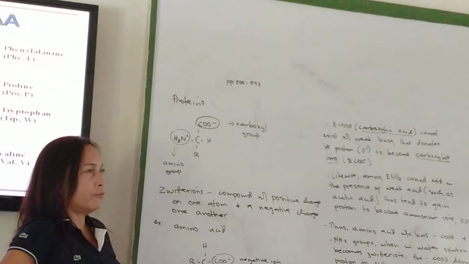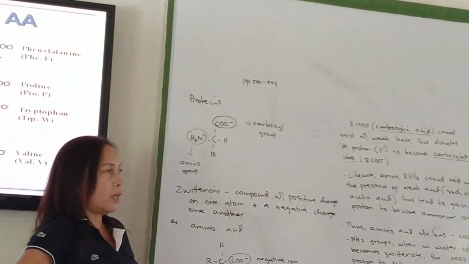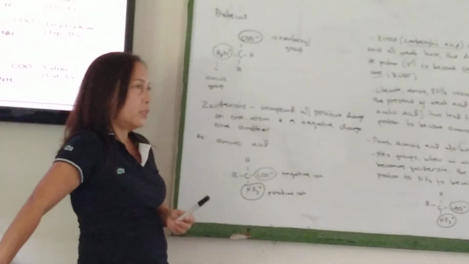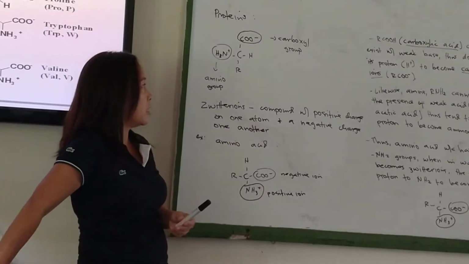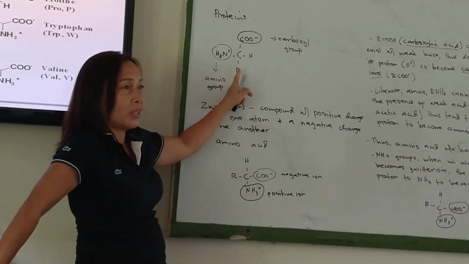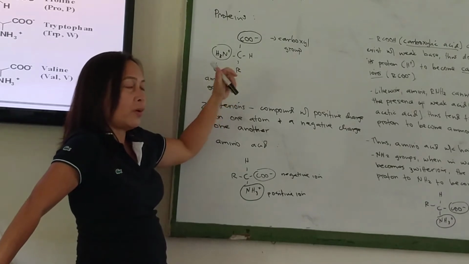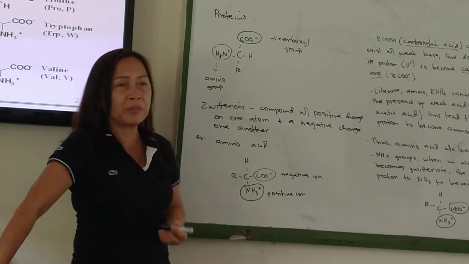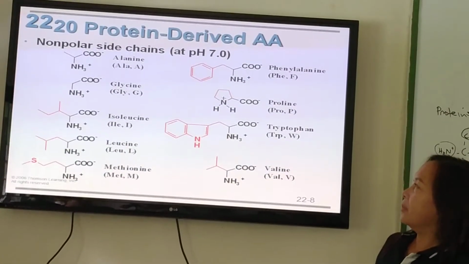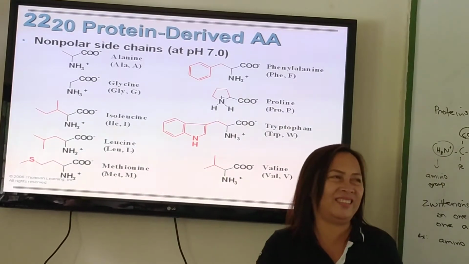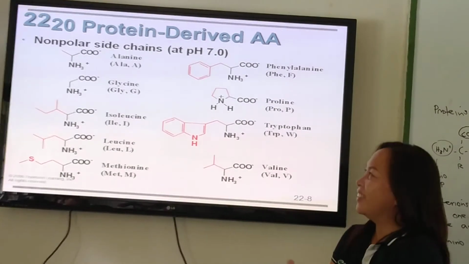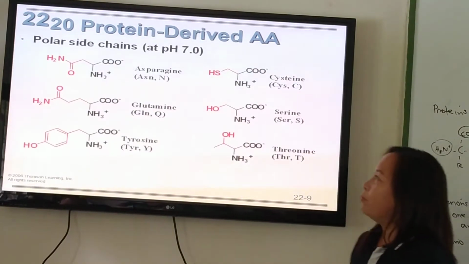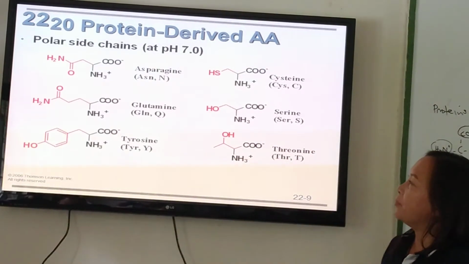Now, usually when I request you to construct the structure of a specific amino acid, I choose those amino acids with shorter side chains for easy memorizing. So, alanine and glycine. They memorize easily. Just alanine and glycine, that's okay. Okay. So, polar side chains are the following.